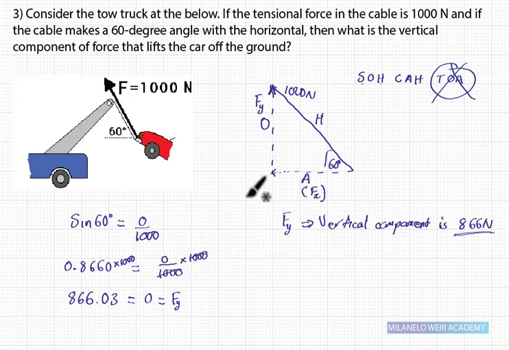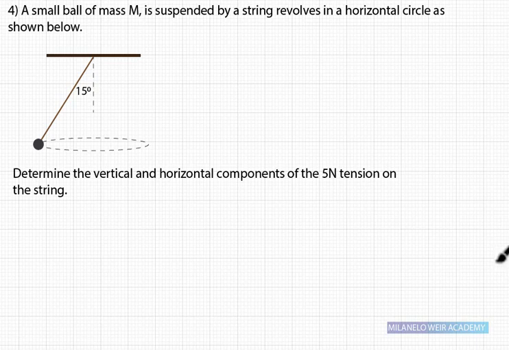So let's look at the following question. A small ball of mass M is suspended by a string which revolves in a horizontal circle as shown below. Determine the vertical and horizontal components of the 5 Newton tension on the string. So what is the tension here? 5 Newton.